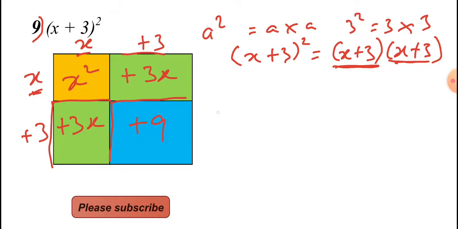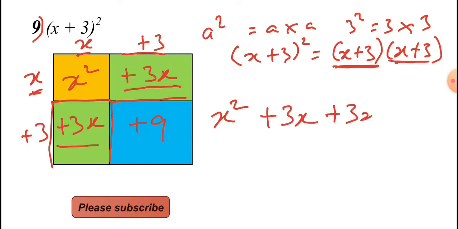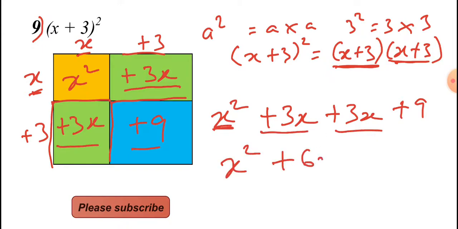So now inside the yellow square we had x squared, then we had plus 3x, another plus 3x, and then plus 9. So the x squared, we just copy it down as it is. Plus 3x plus 3x is plus 6x, and then plus 9.